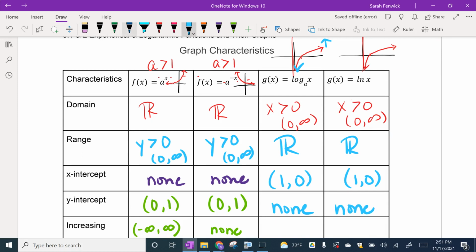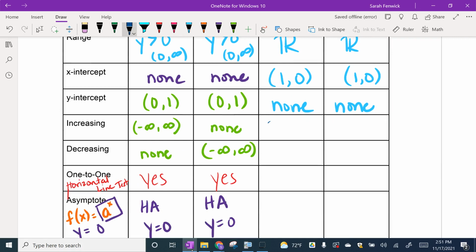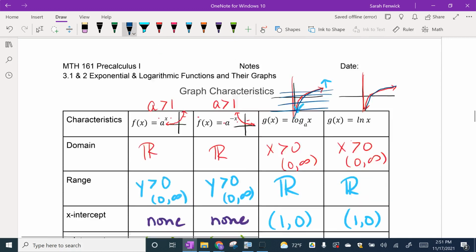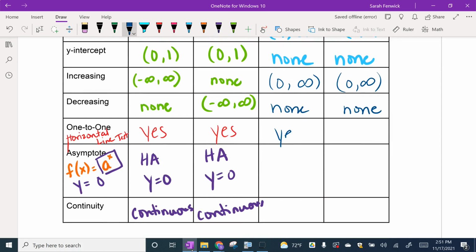Increasing and decreasing. These, from left to right, are going up and up. So these are both increasing from negative infinity. Nope, lies. From 0 to infinity, because they don't go all the way to negative infinity. You're reading left to right. They do not decrease. If you had an a between 0 and 1, it would decrease instead of increasing. Are they 1 to 1? If I drew my horizontal lines here, yes. They both are 1 to 1.